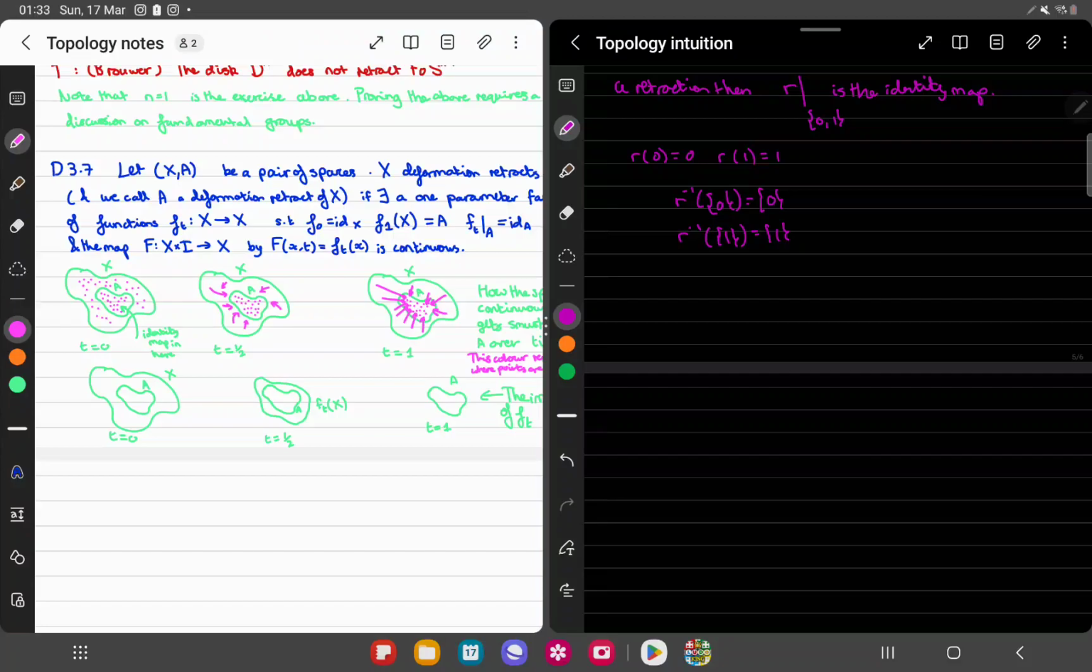And actually, this will lead on to the idea of a homotopy, which is sort of like, how do I describe one object slowly morphing into another object by continuous transformation? So, continuously varying over time.